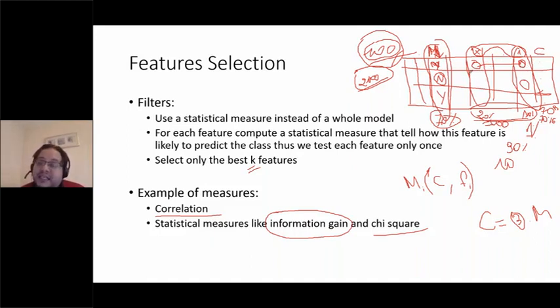And filters are not testing combinations. Filters are testing features one by one. Yes or no? Yes, it's testing one by one. So it's missing the combinations.